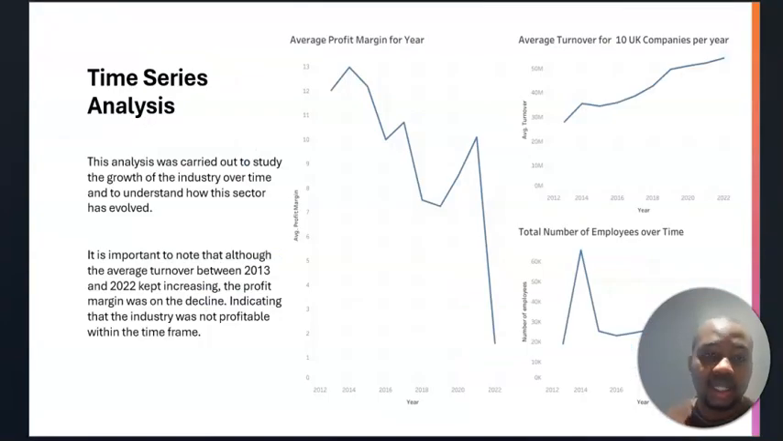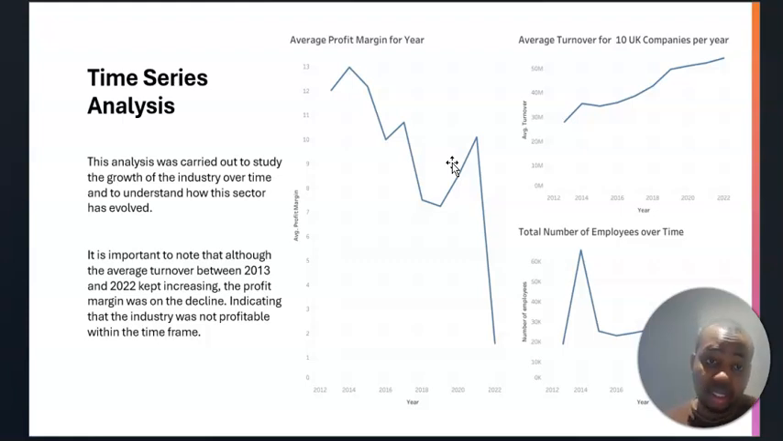So, the time series analysis, like I stated earlier, was carried out to study the growth of the industry over time and to understand how each sector has evolved. From the graphical representation here, we could see that there was a sharp decline in profit margin between 2021 and 2022, despite the increase in turnover. It means that the profit margin in the industry has declined.